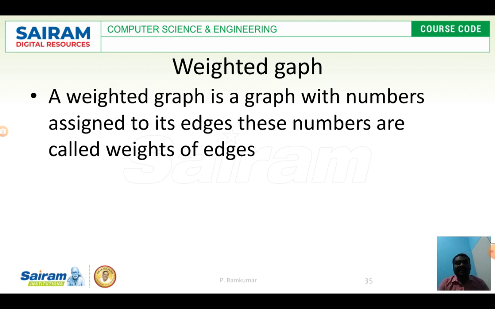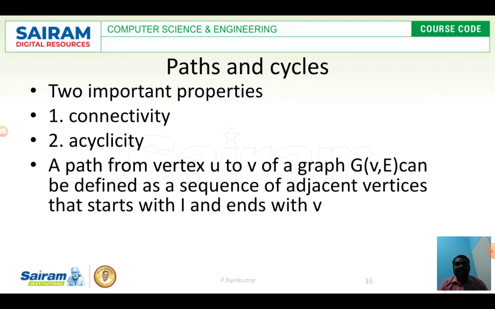Next one is weighted graph. If I assign any value over the edge, that is called the weight for the graph. For example, 1, 2, 3 are the vertices. 1 and 2 are connected by an edge with weight 1, which means the weight for the corresponding edge is 1. So a weighted graph is a graph with numbers assigned to its edges. These numbers are called weights of the edges.